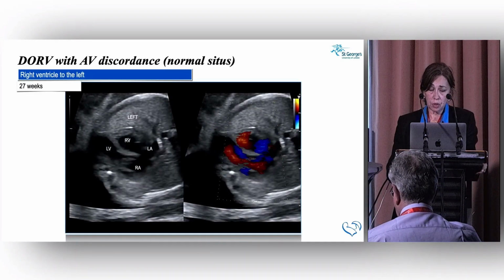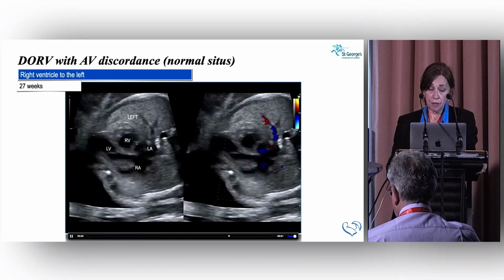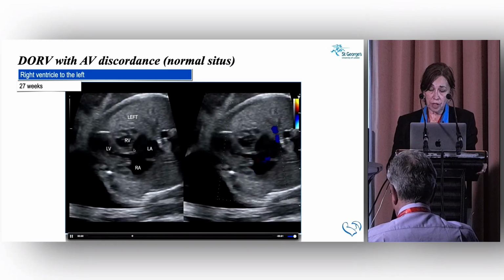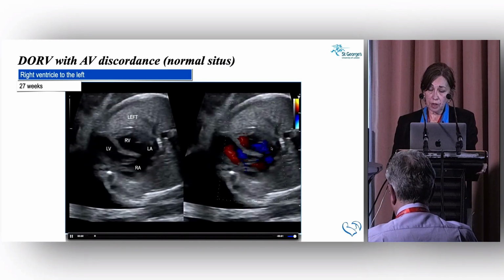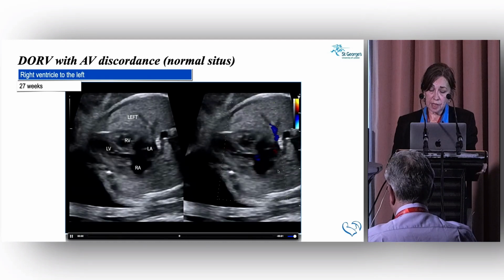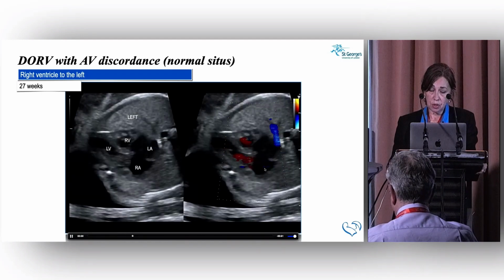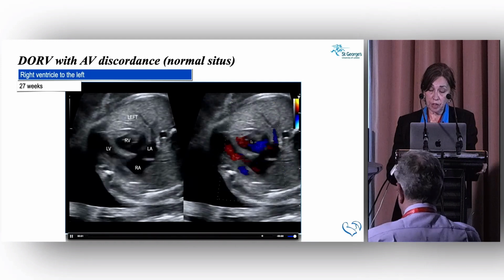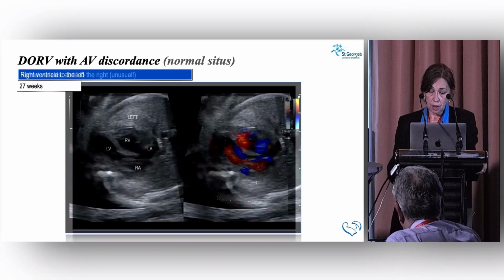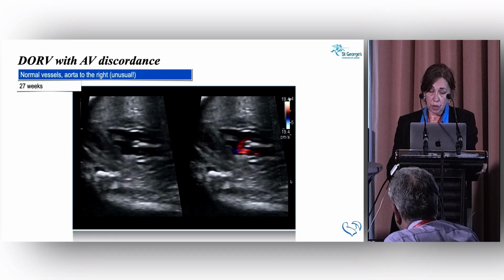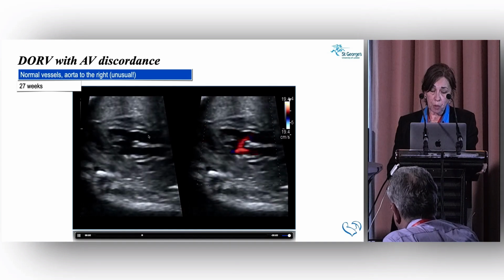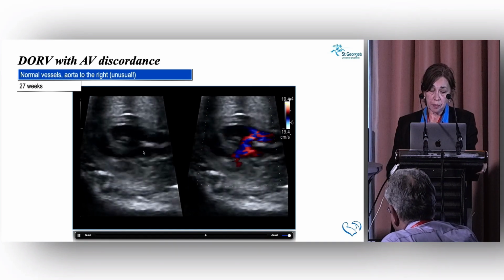So the right ventricle is to the left. You can see here the offsetting is reversed. The pulmonary veins are coming into the left atrium because of the normal situs. The systemic veins come into the right atrium, and it goes into the left ventricle. There is atrioventricular discordance. When you go into the vessels, you can see the right ventricle giving rise to the pulmonary artery and the aorta.